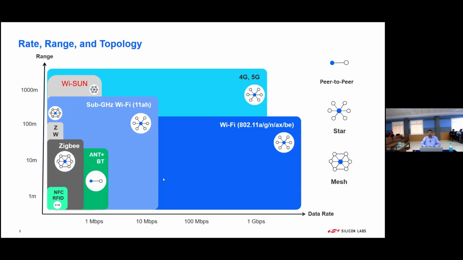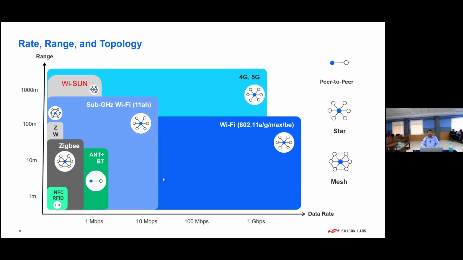Then if you want to go higher data rates, you have Wi-Fi. And also, if you look at 11ah, which is HaLow, is coming up in sub-gigahertz. But all of these are primarily indoor-centric wireless technologies, and that is for home automation, building automation, things like that.